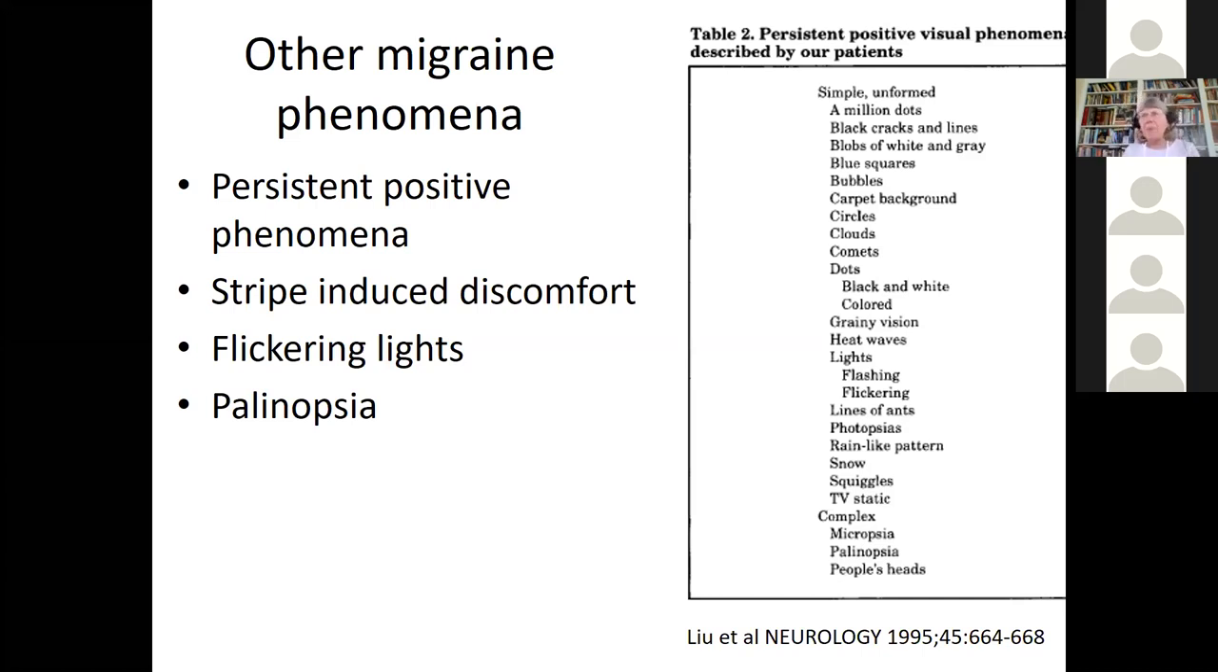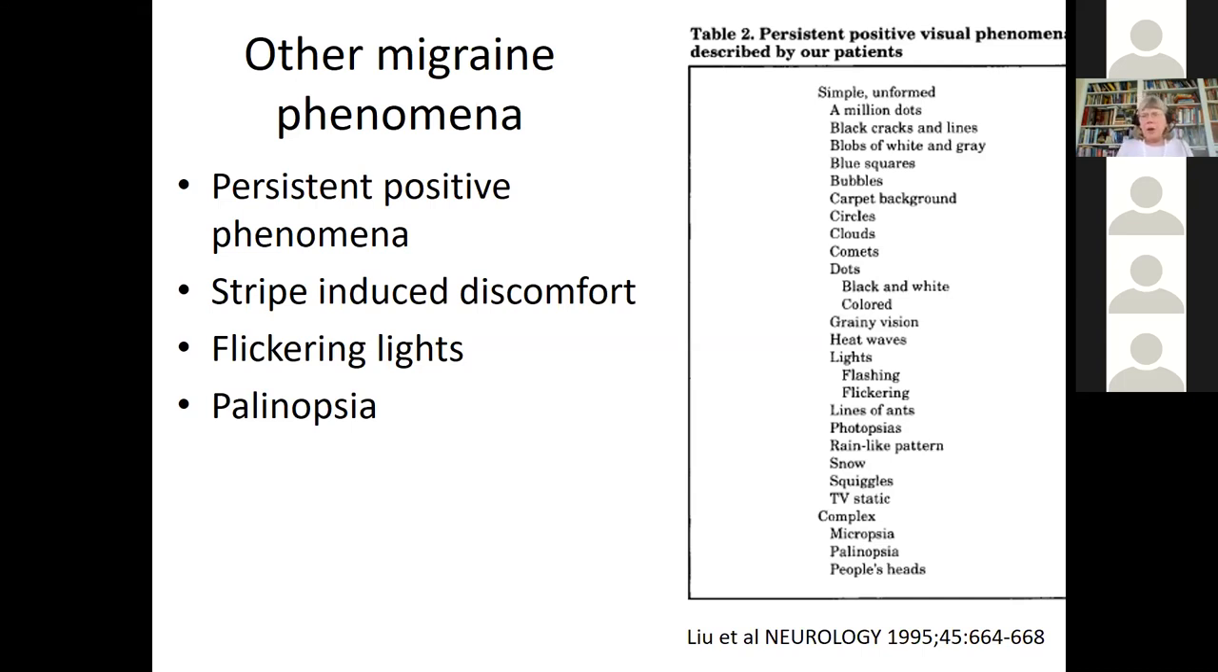Oh, I get migraine with aura, but in between I can see little spots and dots, or I look at carpet and it looks like it's moving, or I look at bathroom tile squares and it gives me the sense it's moving. Other people have what they call stripe-induced discomfort. They can't look at Venetian blinds without closing their eyes. Remember I talked about this flickering in the periphery of their vision; that can occur with their eyes closed.